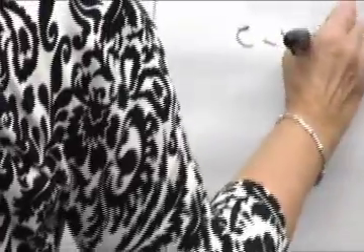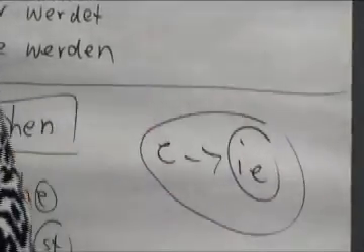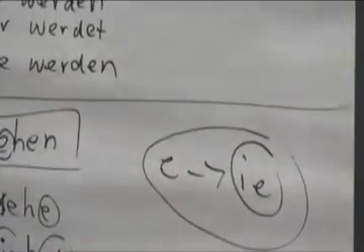Now, in these two verbs, lesen und sehen, what happened? The E changed to IE. Up here, for these verbs, the E changed to I, but for these, lesen und sehen, and there's some other ones too which we'll learn later, the E changes to IE.